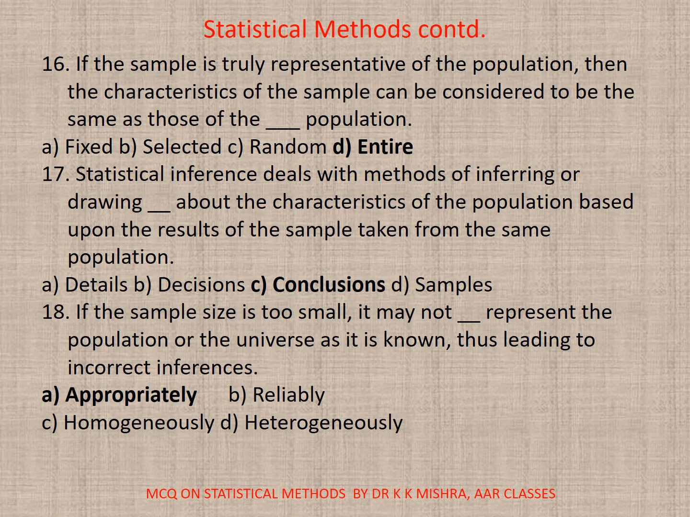Conclusions. 18. If the sample size is too small, it may not dash represent the population or the universe as it is known, thus leading to incorrect inferences. A. Appropriately, B. Reliably, C. Homogeneously, D. Heterogeneously. Correct option is A.